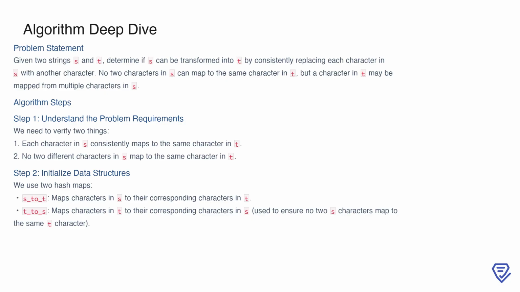To solve this, we start by understanding two critical requirements. First, every character in S must always map to the same character in T throughout the strings. Second, no two distinct characters in S can share the same mapping to a single character in T. To enforce these constraints, we will use two hash maps, one, S_to_T, to store the mapping from S to T, and another, T_to_S, to track the reverse mapping from T to S. These will allow us to efficiently check for both forward and reverse consistency as we process the strings.